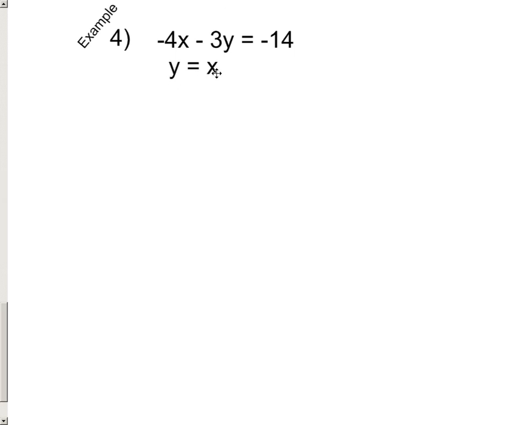Y is equal to x. So let's go ahead and get our solution started over here. I'm going to write it as an ordered pair, two parentheses with a comma separating them. Y equals x. Well, I can't put a variable for my answer. What that means though is that any place I see a y, I can replace it with an x. Or any place that I see an x, I can replace it with a y.